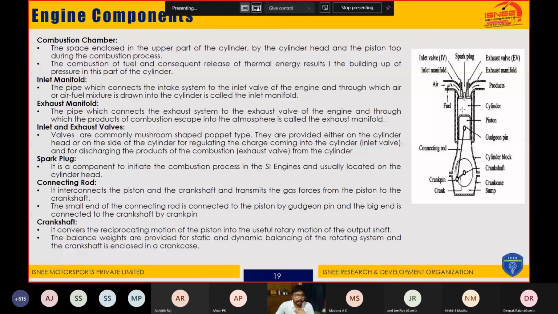The connecting rod interconnects the piston and the crankshaft and transmits the gas force from the piston to the crankshaft. So in order to move the piston in a defined order, we need to have this connecting rod attached with the piston and attached with the crankshaft. This is the crankshaft, the lower circle you can see.